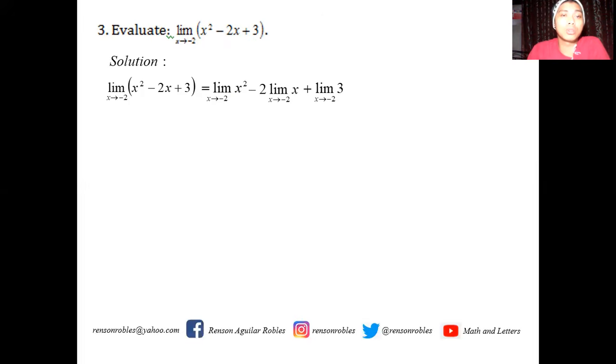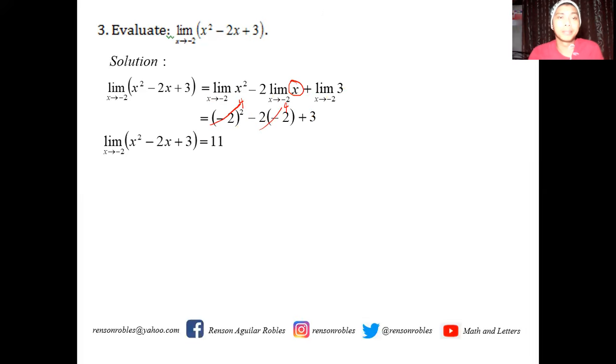By direct substitution, the limit of x squared as x approaches negative 2 is equal to the quantity negative 2 squared, and then minus 2 times the limit of x, you just replace x by negative 2, so that's minus 2 times negative 2. Again, the limit of a constant is the constant itself, so the limit of 3 as x approaches negative 2 is equal to 3. Simplifying further, negative 2 squared is 4, and negative 2 times negative 2 is 4. 4 plus 4 plus 3 gives you 11.